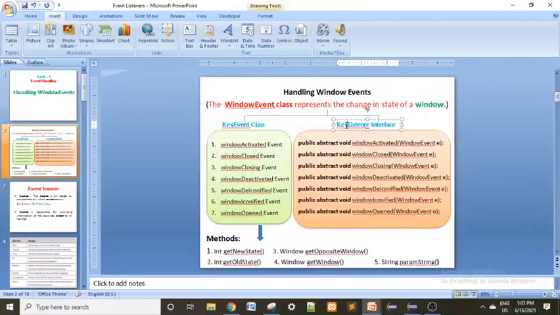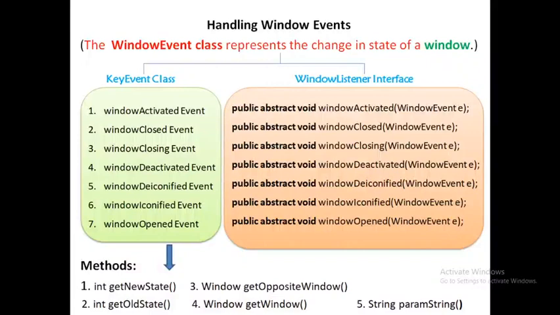This is the WindowListener interface. This listener interface is used to handle the window events by using these 7 abstract methods. For example, if you want to handle window activated, window opened, window closed, window closing, we have to use these 7 methods. Then this event class has a few methods which are used to perform operations on this event.